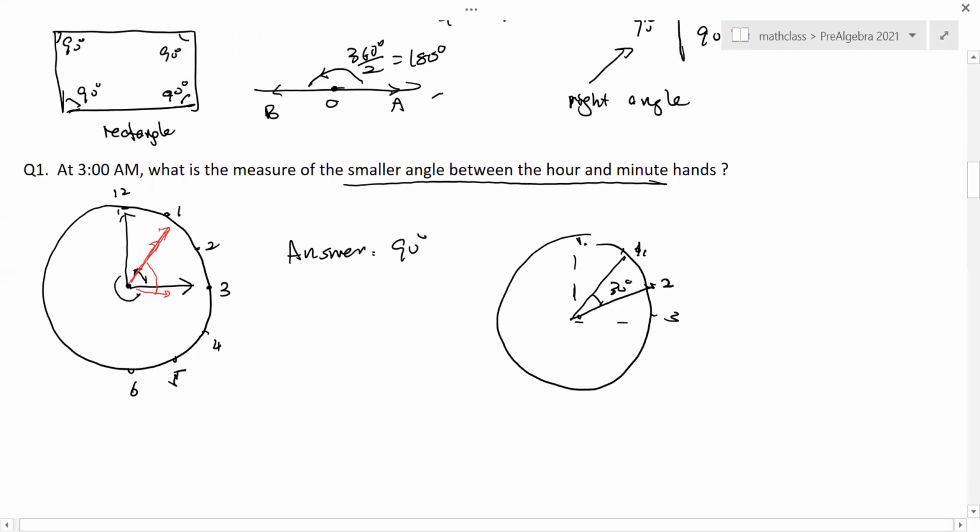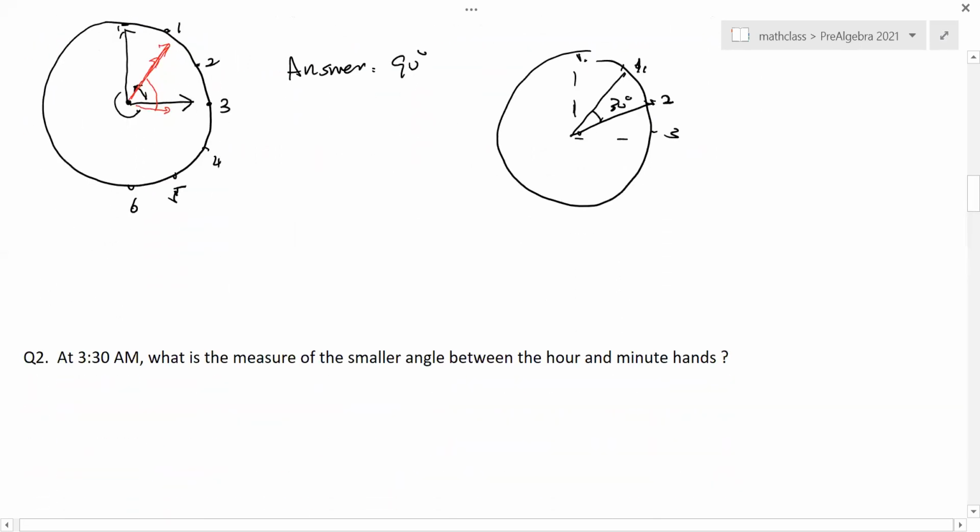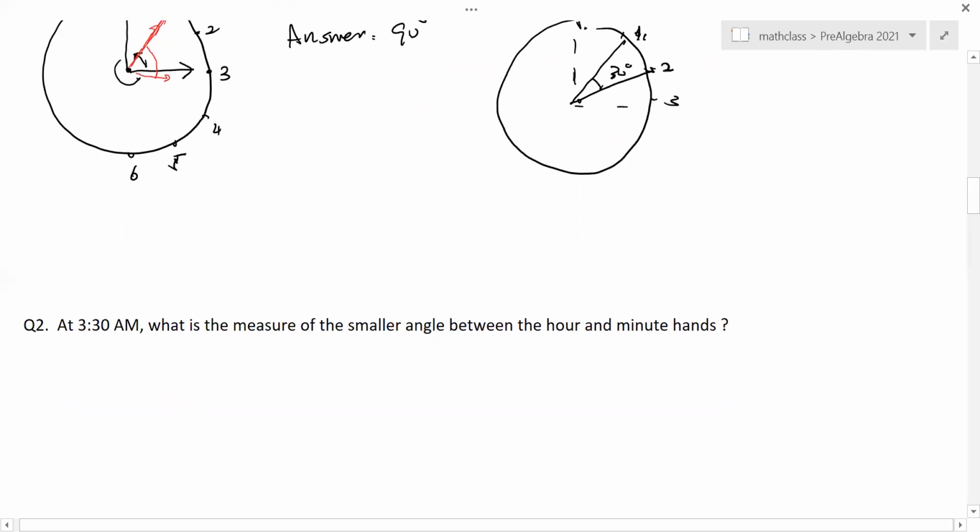So imagine if it's like 3:20, or 3:40 or 3:50. What is the angle between them? The difference of the angle. All right, so let's see. Think about this problem at 3:30. What is the measure of the small angle between the hour hand and the minute hand?